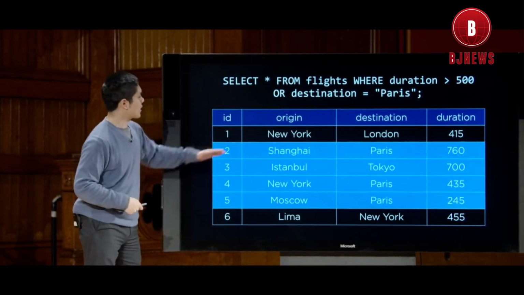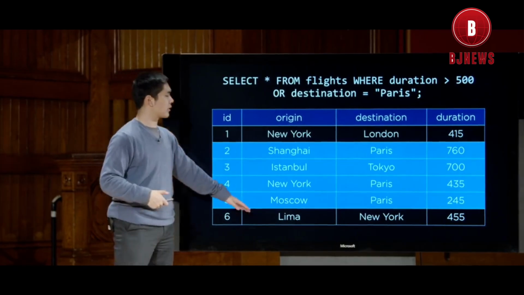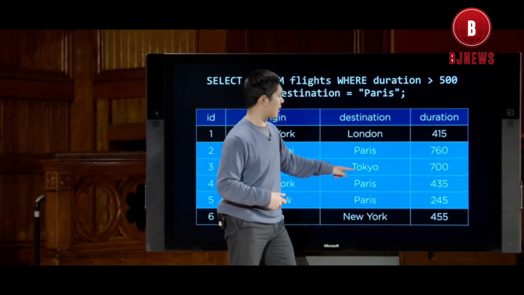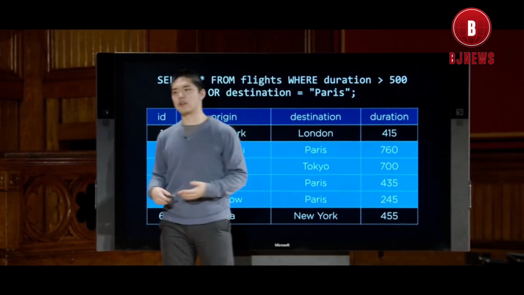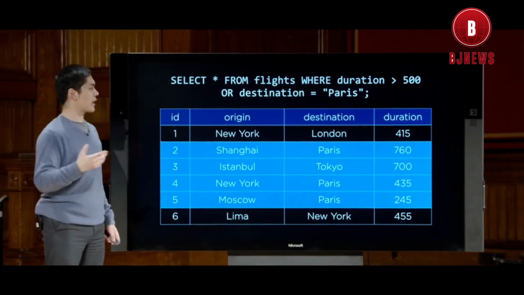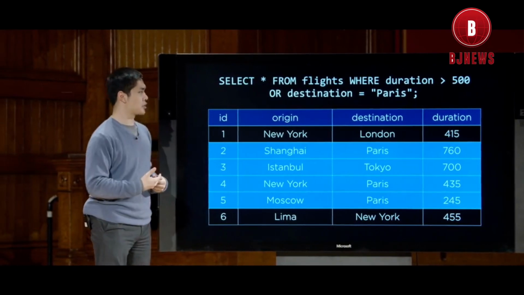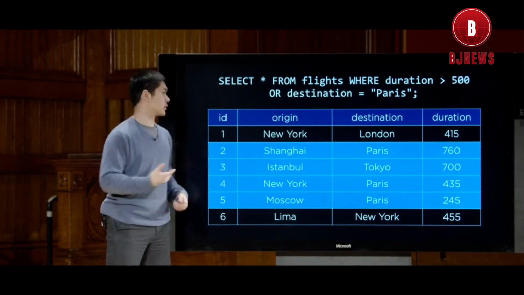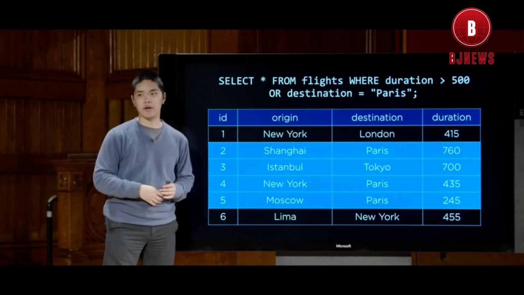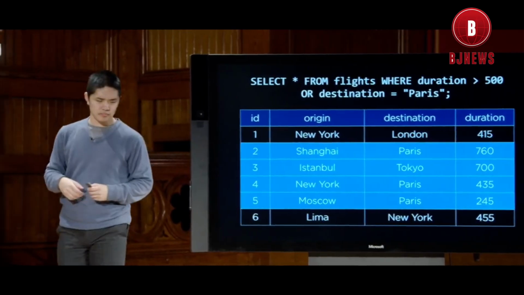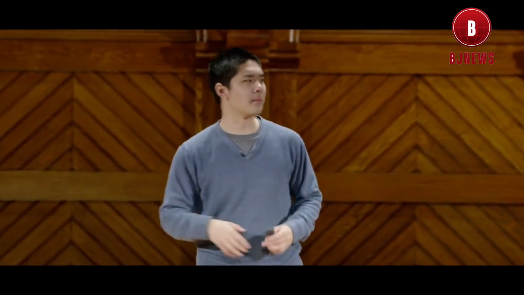And so what I get back are some of the rows where the destination is Paris, some rows where the destination isn't Paris but the duration is more than 500 minutes, and of course, any row that satisfies both of these constraints, in particular flight ID number 2, gets returned as well when I run this particular query on this table. And there are other types of queries I can perform in addition to that.